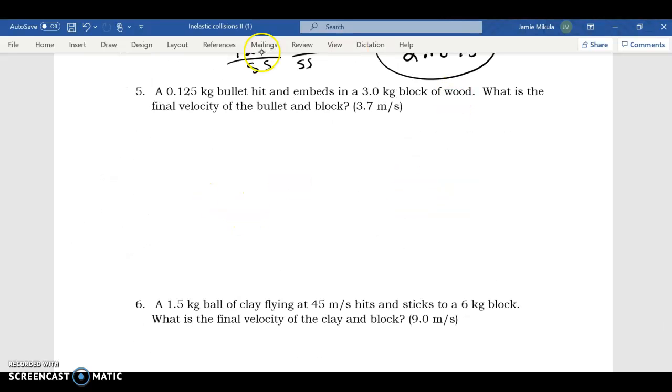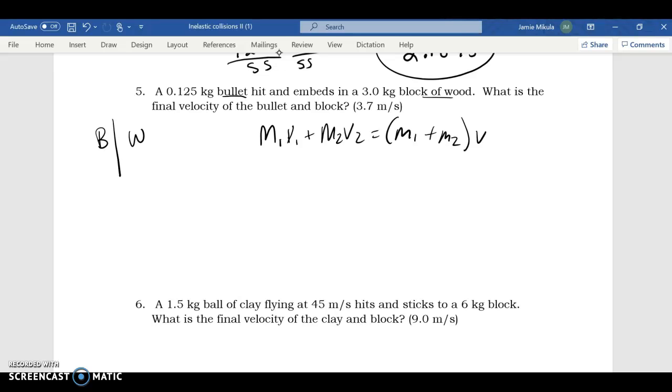Number 5 says there's a bullet and it's embedded into a block of wood. What is the final velocity? Okay, so this one is inelastic. So we're going to use this formula: m1v1 plus m2v2 equals m1 plus m2 times v. So here we have a bullet and a block of wood. And we have a before and an after.